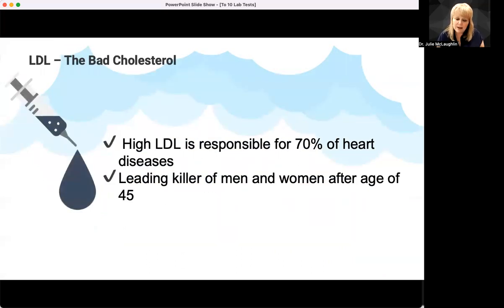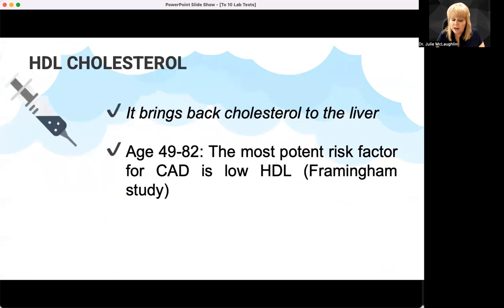Your LDL, your bad cholesterol, think of lousy, loser, bad cholesterol, is responsible for 70% of heart disease. It is the leading killer of men and women after the age of 45. So we really want to make sure we're not having too much LDL, bad cholesterol. Now, HDL, healthy, happy cholesterol, brings the cholesterol back to the liver. That's what helps clear out any plaque. Between the ages of 49 and 82, low HDL is the most potent risk factor for cardiovascular disease. So if you have low HDL, we know that's a very important risk factor, and we need to bring that HDL up.